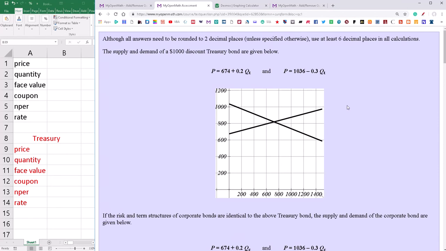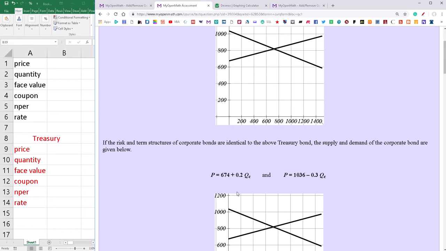Okay, this problem is very similar to one we just did. This is question 2 of homework 3C. We have treasury bonds with their supply curve and demand curve. We have corporate bonds with their supply curve and demand curve.